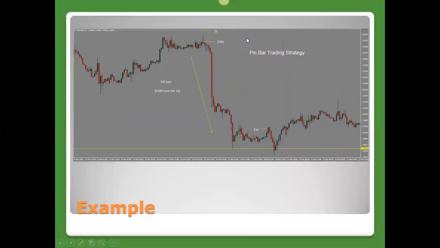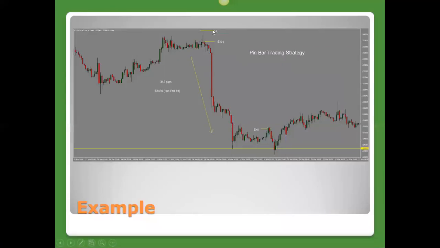So here, this was again the US dollar CAD, and as you can see, 348 pips in this trade from entry to exit. And in this case, I think this was actually created by the news. The move was created by the news, but the pin bar was a few hours before the news happened. So here, the news just helped our trade kind of work out in the direction that it was supposed to be.